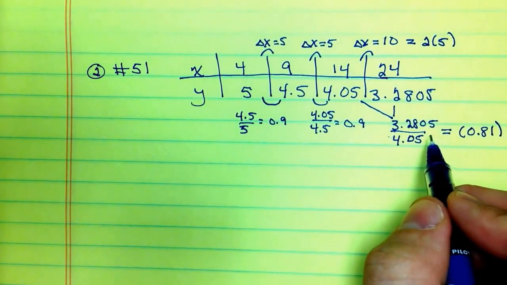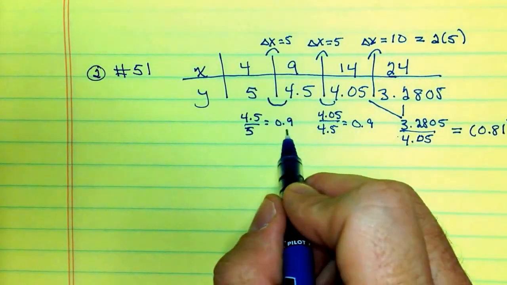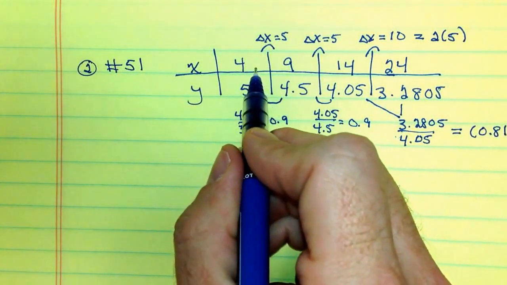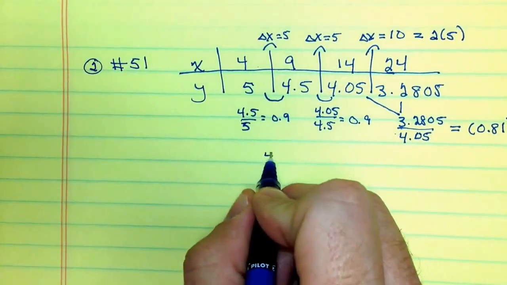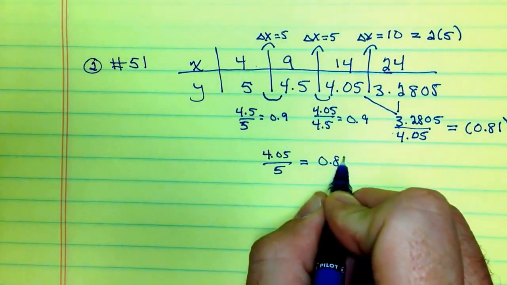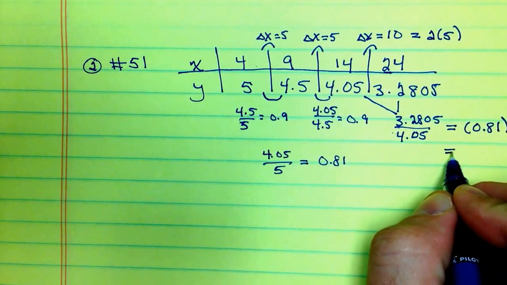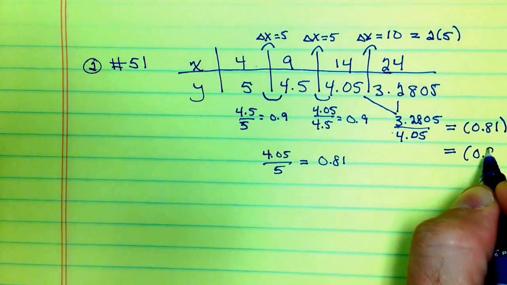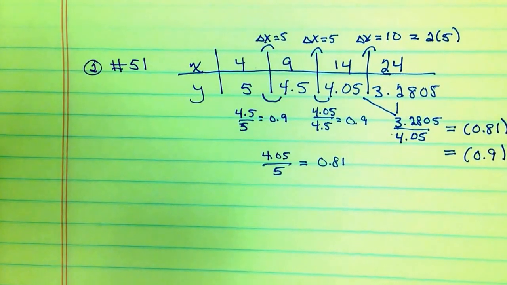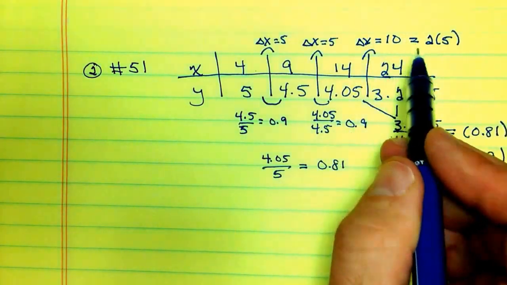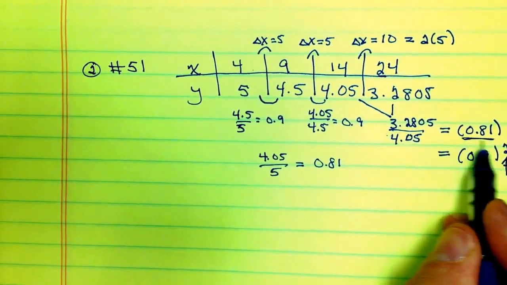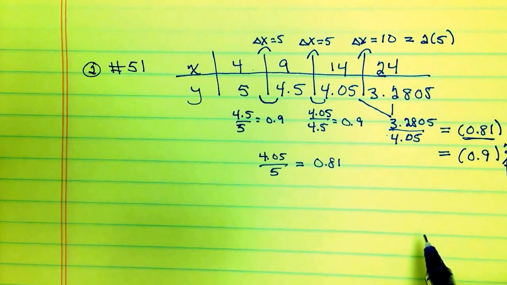Now, since I had 2 jumps, you have to think of what the constant value was previously. It was 0.9 and 0.9. So what would happen if I went from 4 to 14? I would have 4.05 divided by 5. That gives you 0.81. So this 0.81 is like 0.9 squared because I had 2 jumps. Since I doubled my change in x, I have to square, or figure out what this number is the square of.